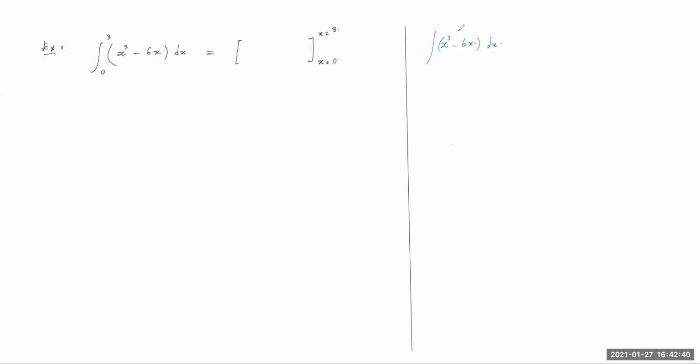How can you do it? Just the steps, go slowly. It's the antiderivative of x cubed minus the antiderivative of 6x. Exactly. Minus 6 times an antiderivative of x. Yes, exactly, this is what we will do. And we know antiderivatives in this form because they are powers. So what will be an antiderivative of x cubed?